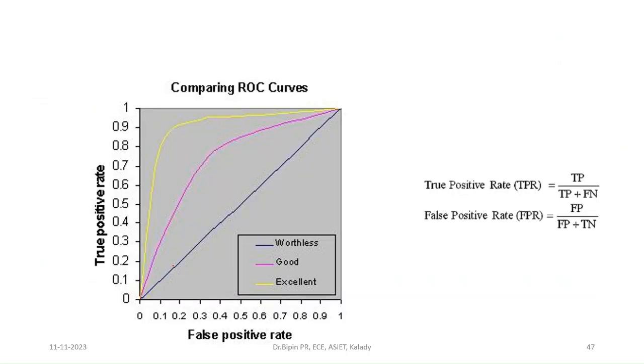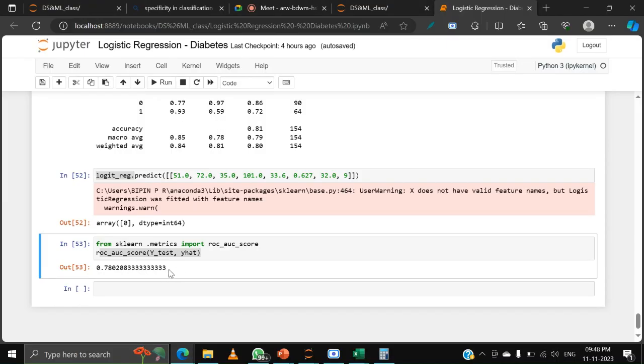So 0.5 is the minimum value, above which it can go up to 1. The ideal value should be 1, but that is not possible in many cases. But something greater than 0.75 is acceptable. We are getting 0.78, so we are getting a good model as per the ROC performance metric. So this is all about the logistic regression.